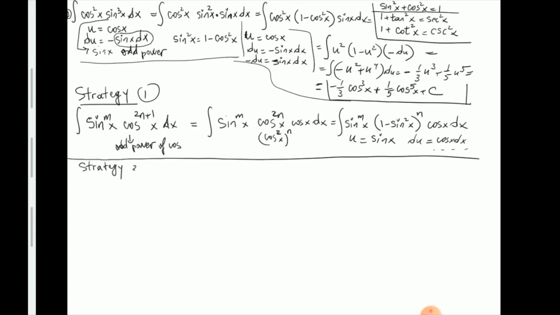strategy 1, strategy 2, that's the other way around. Let's say you have cosine to the power m of x and then sine to an odd power, 2n plus 1 of x dx. So you have an odd power of sine of x. Then in this case, the strategy calls for saving a sine of x separately. So there you're left with sine of x to the power 2n.